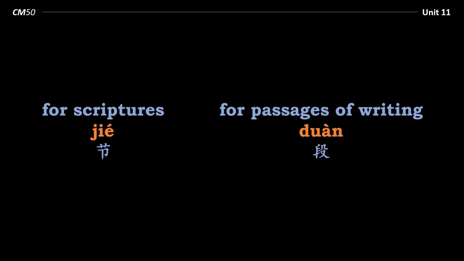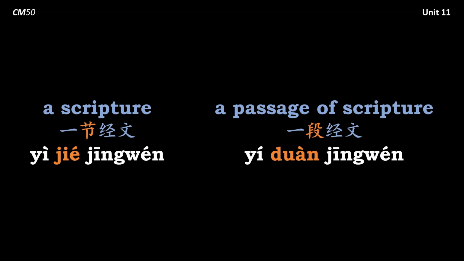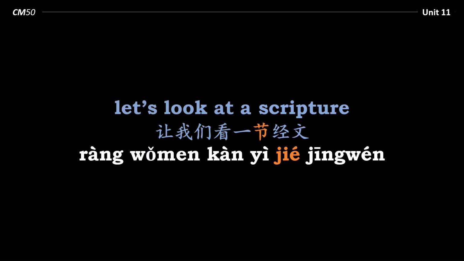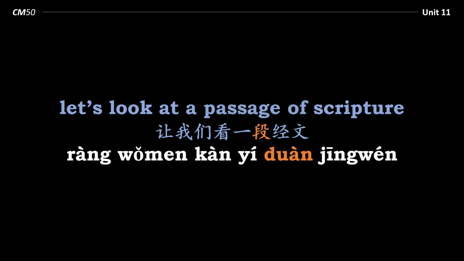The same is true of these two measure words here. 节, which is the measure word for scriptures, which would ultimately translate as verse, or 段, which is a measure word for any passage of writing. 一节经文, this would be like saying a verse, or 一段经文, a passage of scripture. Let's look at a scripture. 让我们看一节经文. Let's look at a passage of scripture. 让我们看一段经文.